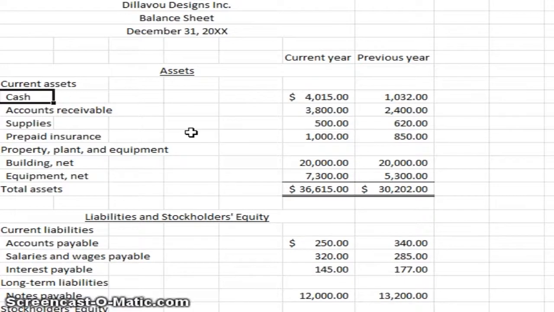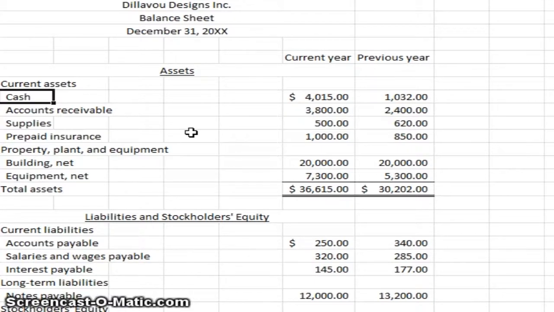So for the indirect method, you start with net income in the operating section, and I have to find a way to convert that into cash because it's not a cash figure. If I said I had net income of $10,000, that doesn't mean that I made cash of $10,000 during the year because that's an accrual figure, not a cash figure. So we have to figure out how to take that number and turn it into a cash basis. That's what the operating section is about.